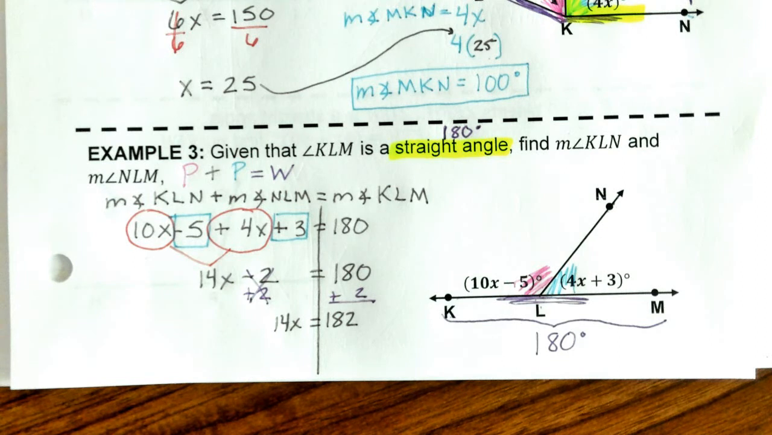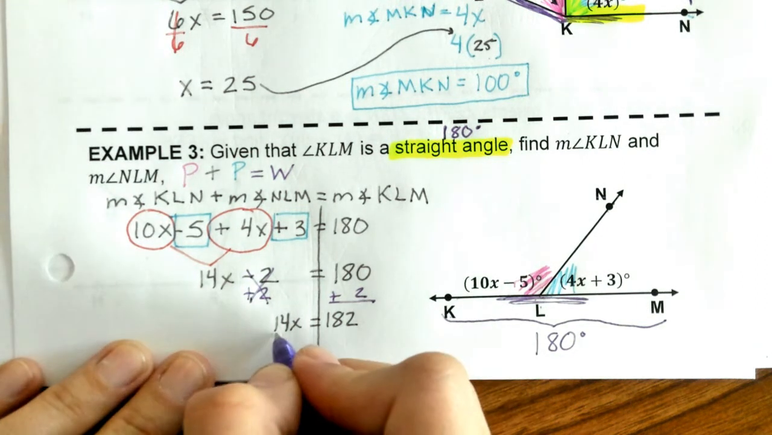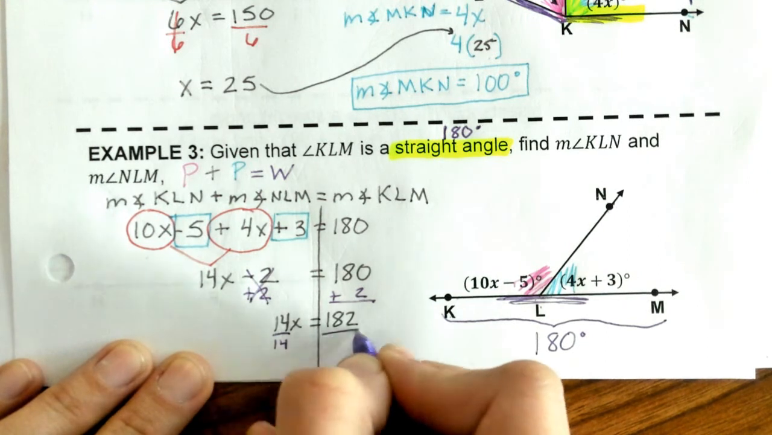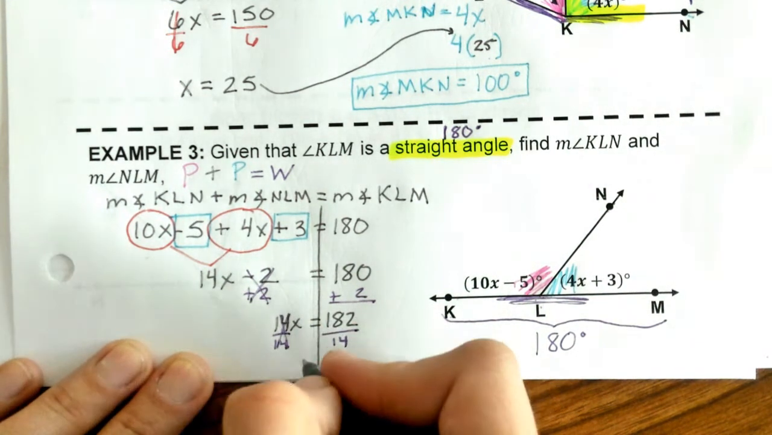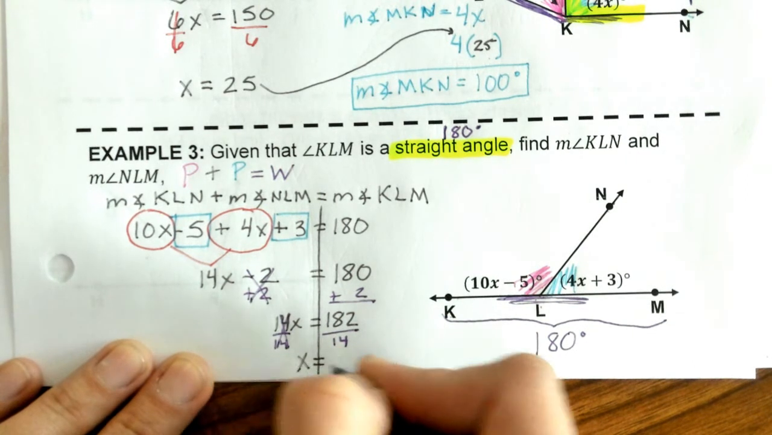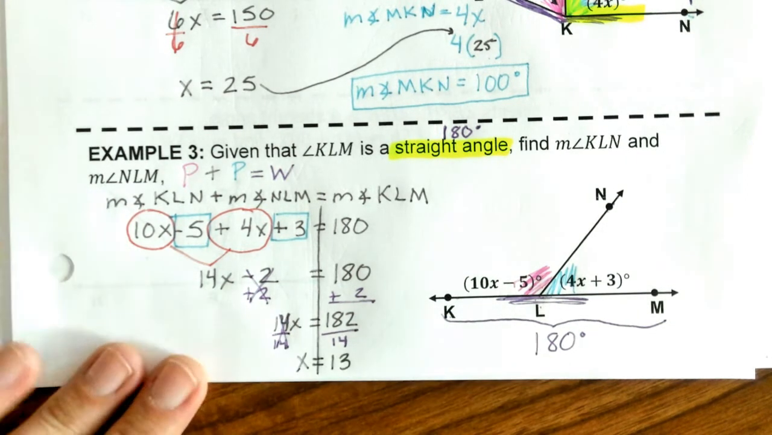And the last step we do here, 99% of the time in geometry, when we're solving for x, we're going to divide both sides by that coefficient. What's in front of x? Good. And x is going to be 13.